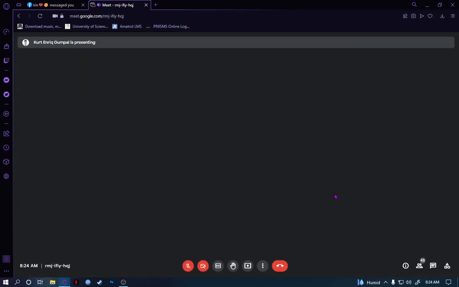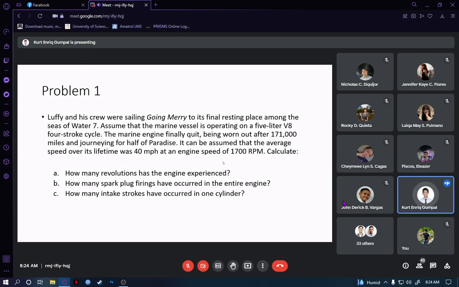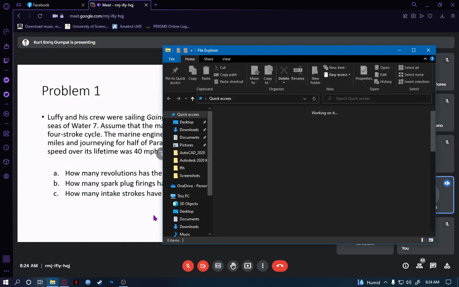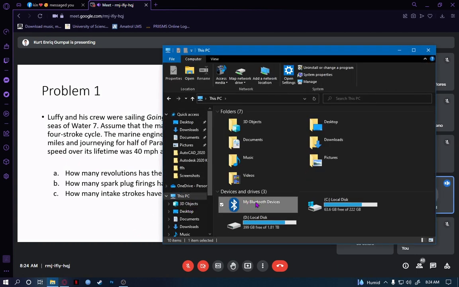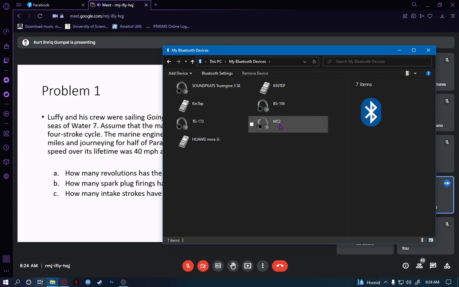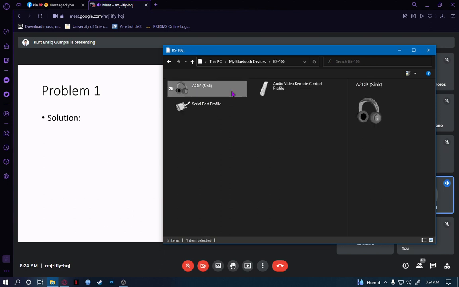4 strokes. The total miles of the journey is 171,000 miles. Your speed is 40 miles per hour. That is your machine speed. And then your engine speed is 1,700 RPM. Okay? How do you get the revolutions? So this is the solution.